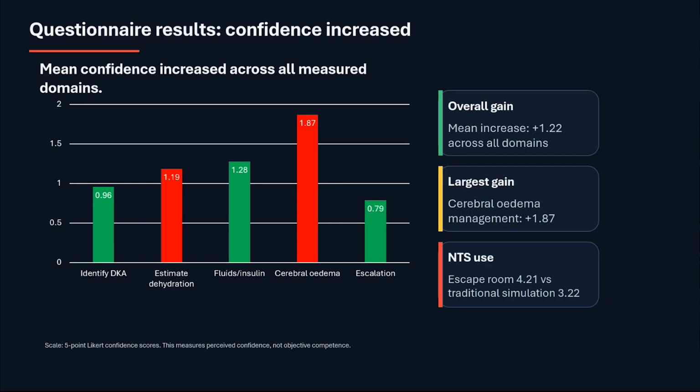We also found with our non-technical skill use here that people thought they could use it more in the escape room compared to our traditional simulation. All these scores were based on a 5-point Likert scale. So it was basically a 1 if they thought they couldn't use it, 5 if they thought it was really good.